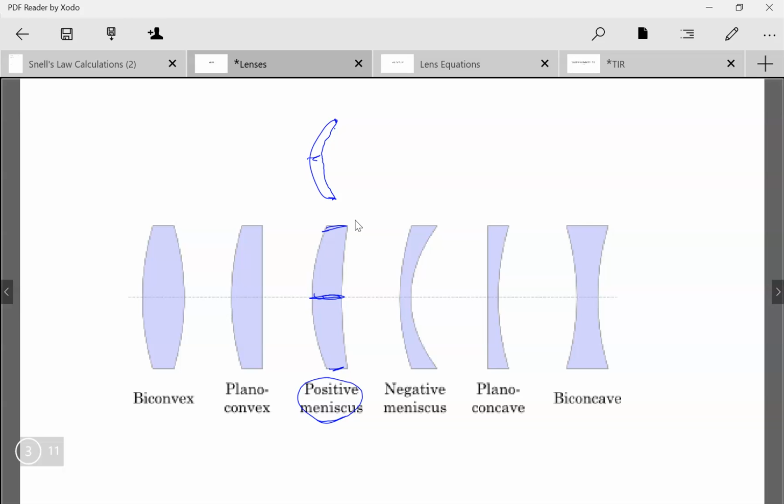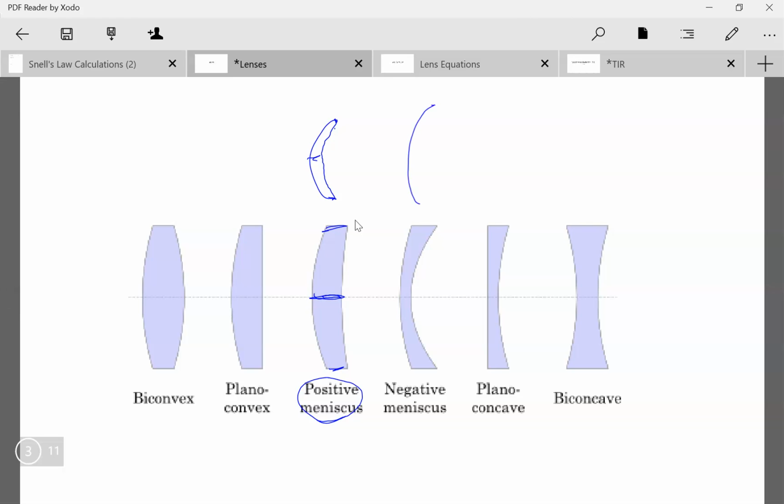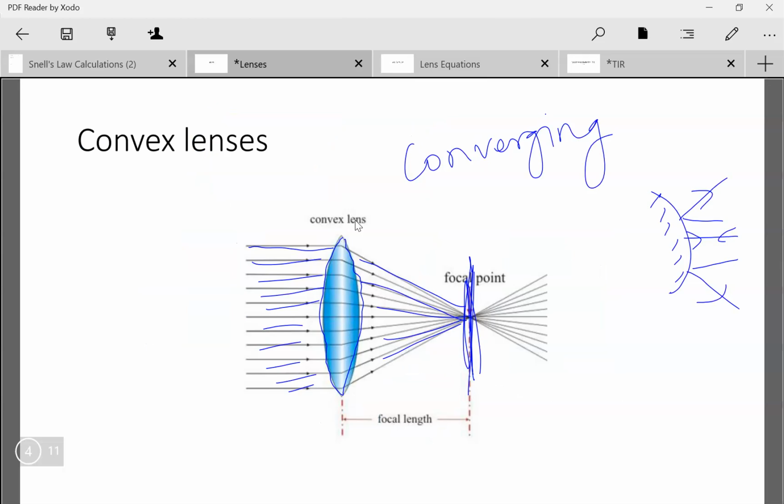Another kind is a negative meniscus where both sides are caved in, and this looks like the positive meniscus I've drawn, except it's thick at the ends and thin in the middle, which is opposite from this one, which is thick in the middle and thin at the ends. It's just the way you draw it. Looked at from this way, it's bulging outwards; from this way, bulging inwards. You could turn it around, but whatever. The important thing is that it's thin at the middle and thick at the ends, so it's concave. It's called the negative meniscus.